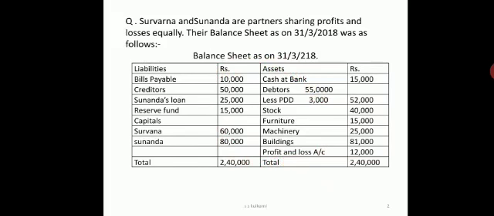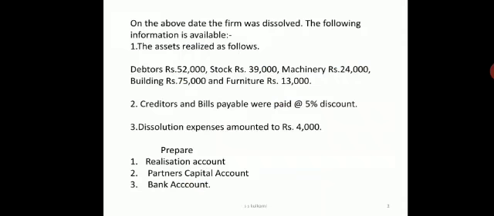In the next slide we are having adjustments. On the above date, the firm was dissolved and the information given is debtors 52,000 was realized, stock 39,000, machinery 24,000, building 75,000, furniture 13,000. Creditors and bills payable are paid at 5%. Dissolution expenses are 4,000. So, we are going to prepare realization account, partner's capital account and the bank account or cash account as the case may be.